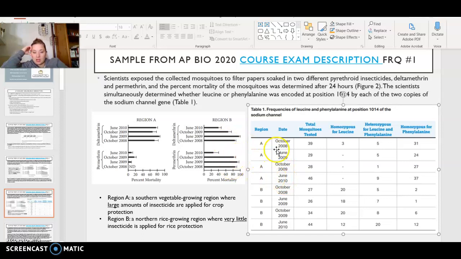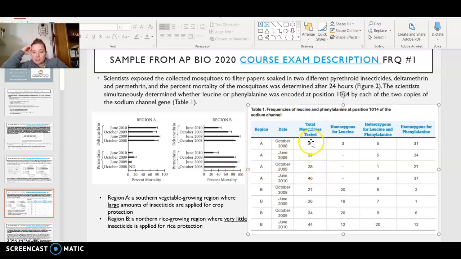So notice it goes opposite of the graph. The graph is starting with far back in the past at the bottom, going up to more current times, 2010, whereas the chart starts in the past and then goes down to 2010. So just be careful with that.